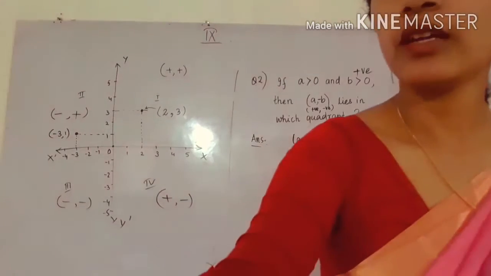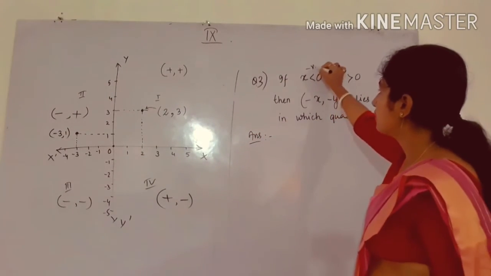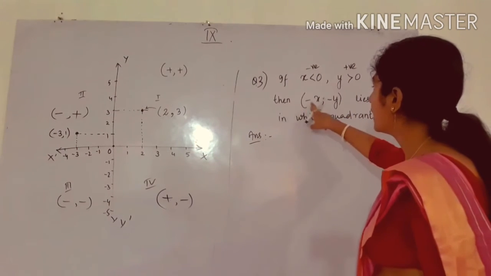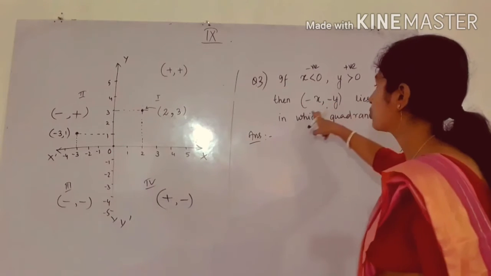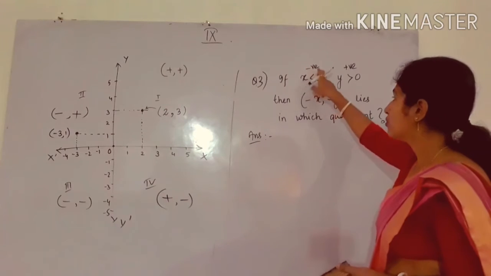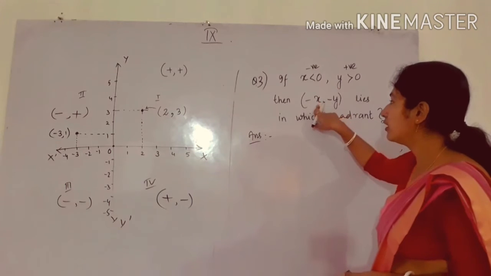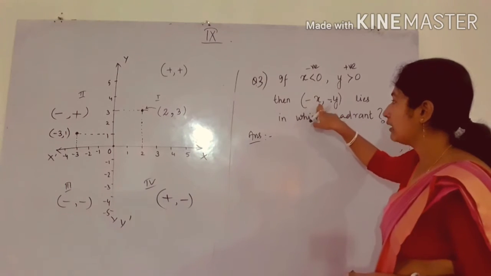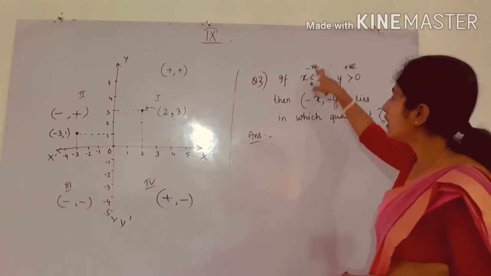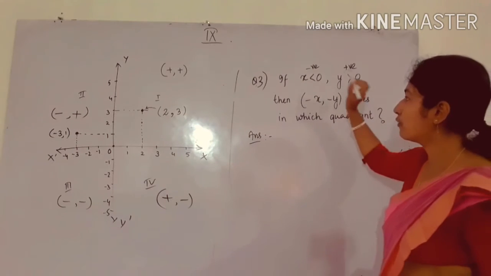Okay, so a similar type of question I have taken. See, here x is negative and y is positive. It is written then (-x, -y) lies in which quadrant? So see, x is already negative, it is given in the condition. If I put in place of x a negative quantity, then again before x one negative symbol is already there. So negative into negative becomes what? Positive.